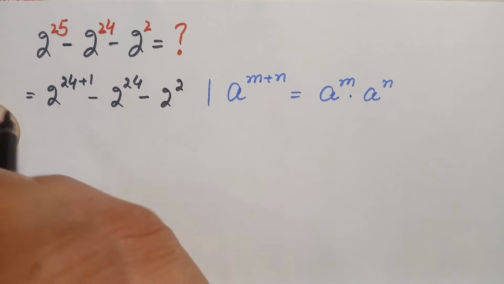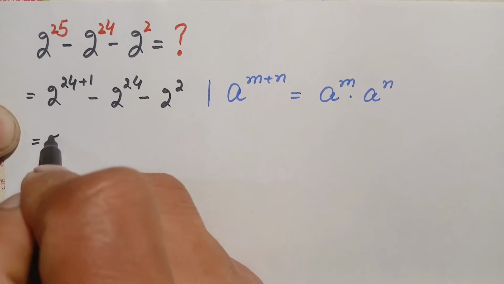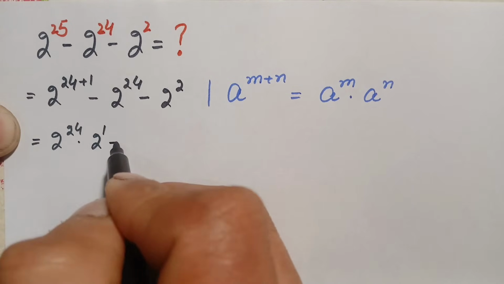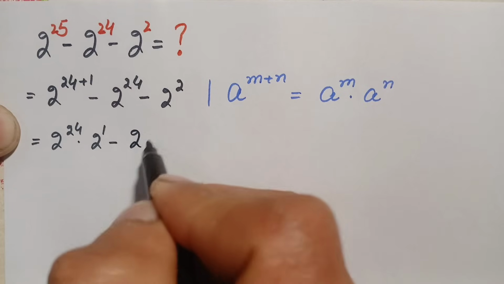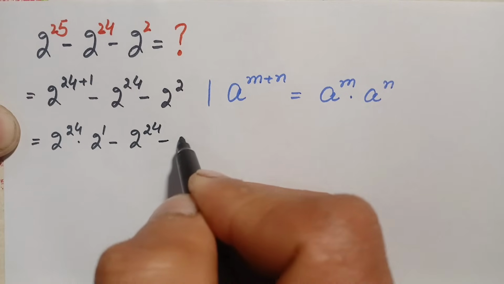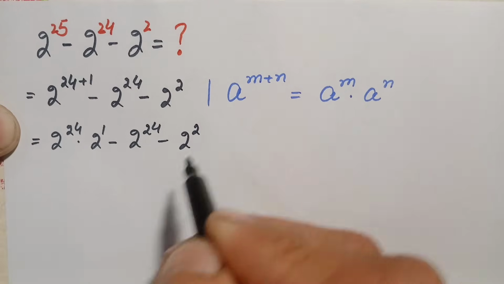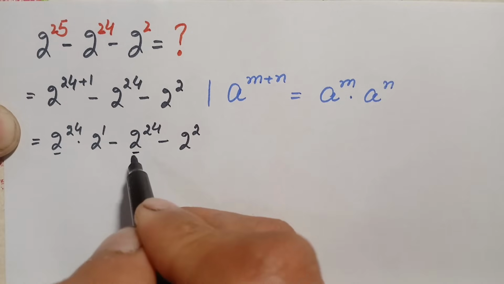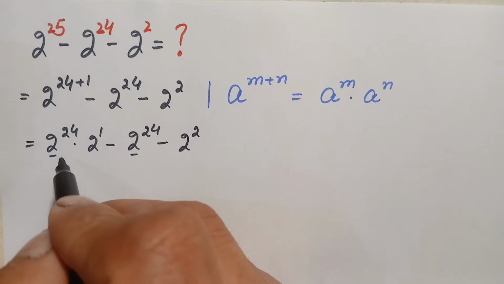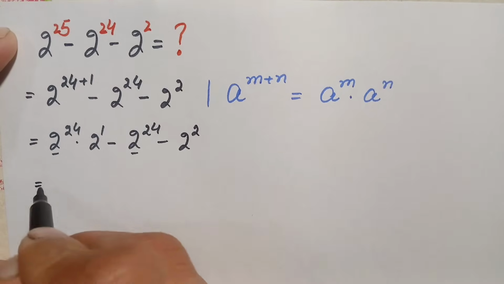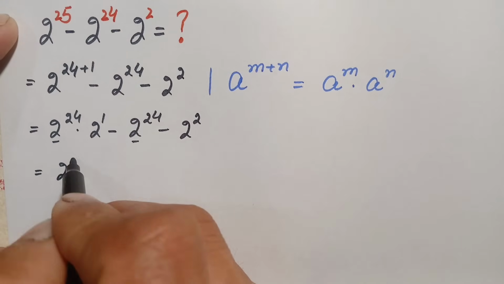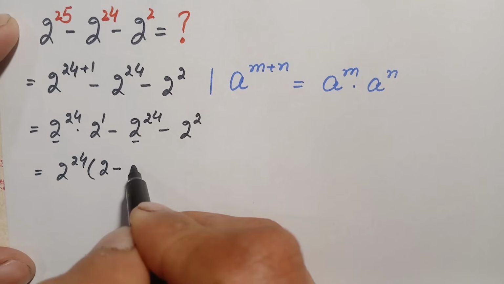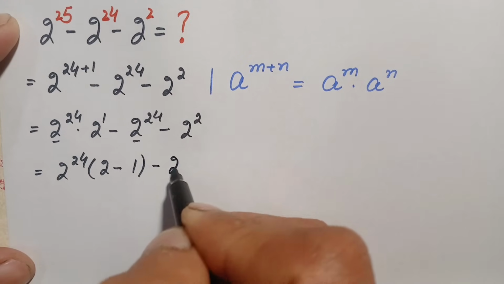So this will become 2 raised to power 24 times 2 raised to power 1, minus 2 raised to power 24, minus 2 raised to power 2 or 2 square. We look at these terms here. In the first two terms, this 2 raised to power 24 is common. So we will take out 2 raised to power 24 common from both the terms. So here only 2 is left, minus here only 1 is left, minus 2 square.